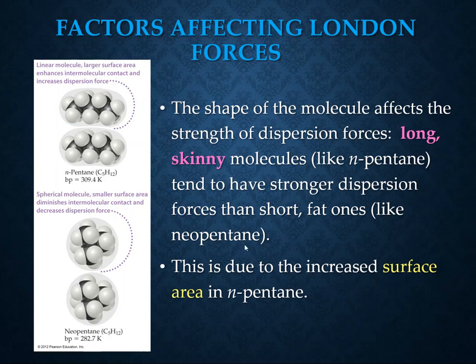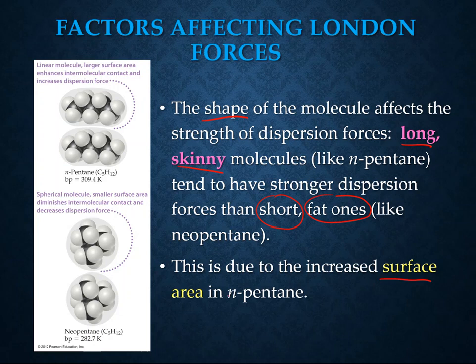All right, factors affecting London dispersion forces. We talked about last time, let's go over the shape of the molecule. It's important. Long, skinny ones, of course, have stronger dispersion forces because their clouds are more polarizable across the linear type fashion. Now, these long, skinny ones versus the shorter, fat ones, or the ones that have more branches to them, they don't pack as well, so some of their forces may be lessened due to that.